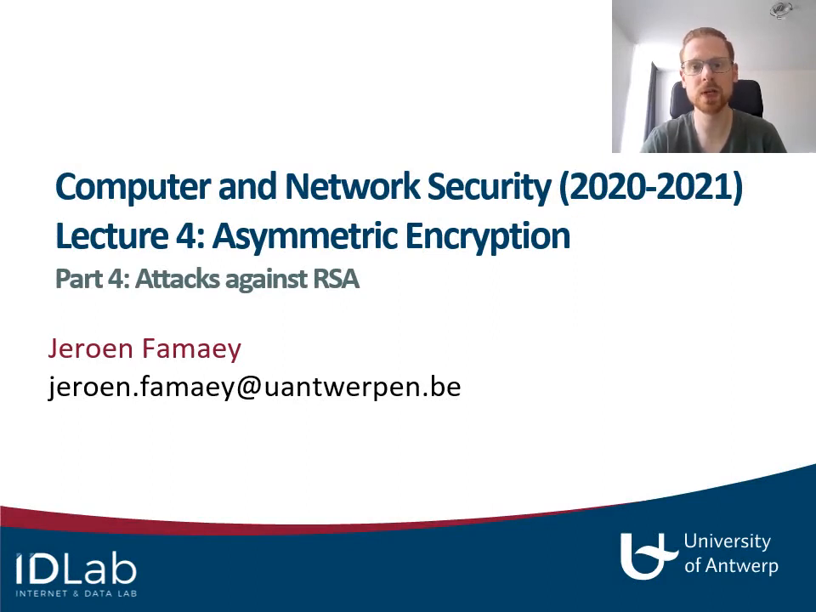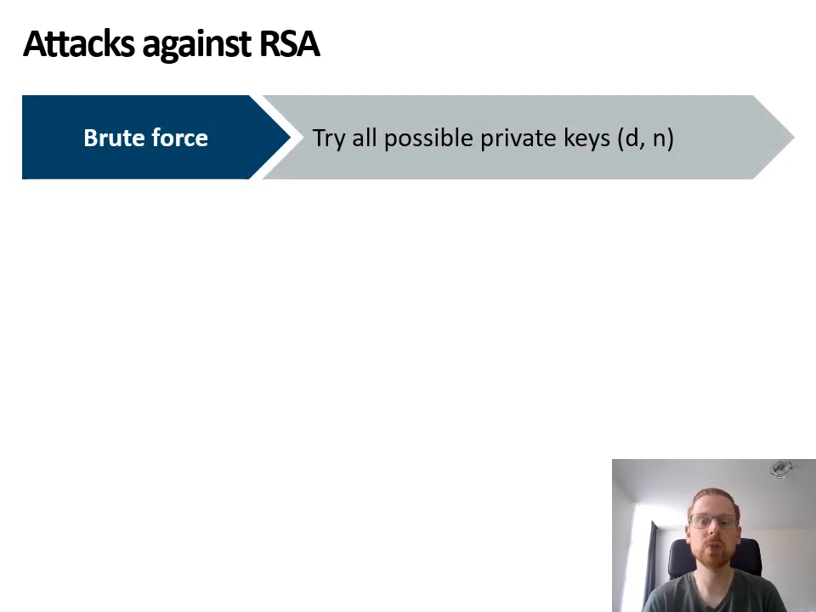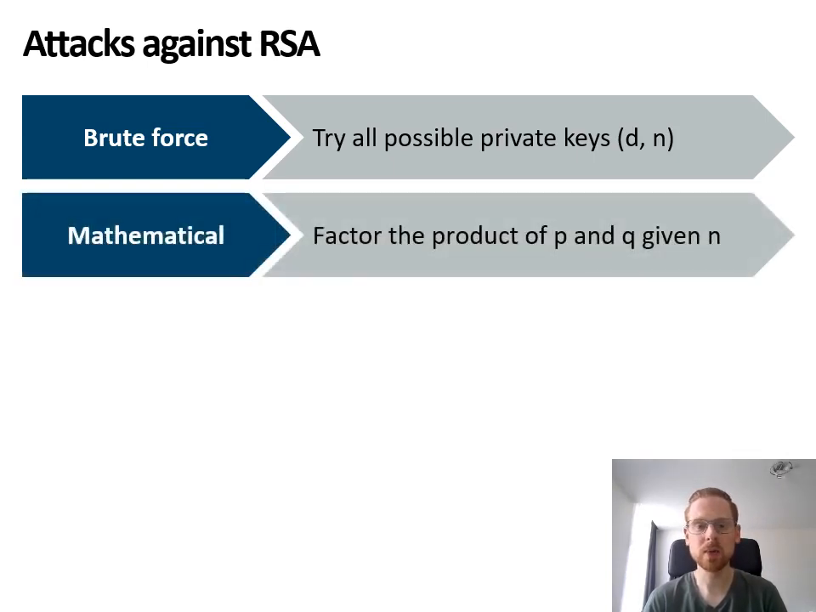In this fourth video on asymmetric encryption, I will zoom in on some popular attacks that can be performed against the RSA algorithm. There are actually four main types of attacks against RSA. The first one is a brute force attack, which can be used against any type of security algorithm, where the attacker will try all possible private keys d until he finds a valid one. Second type is the mathematical attack, where the attacker will take n and try to factor it into 2 primes p and q, knowing that n equals p times q.